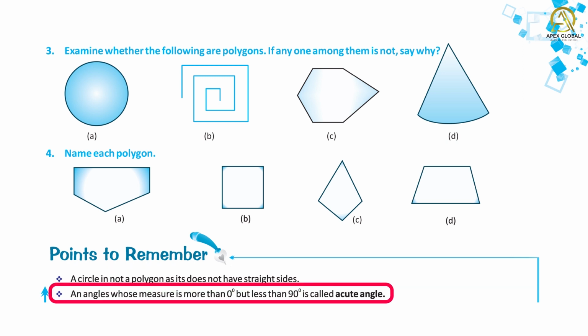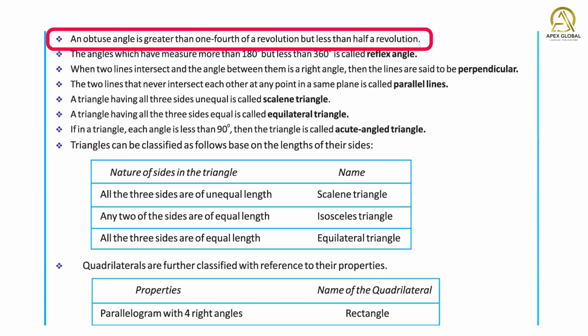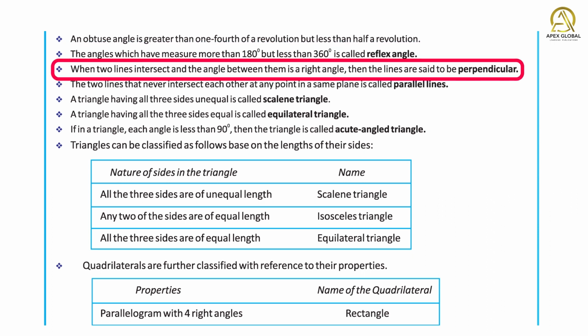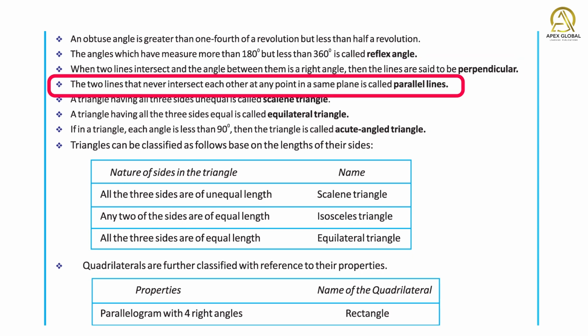An angle whose measure is more than 0 degrees but less than 90 degrees is called an acute angle. An obtuse angle is greater than 1/4 of a revolution but less than half a revolution. Angles whose measure is more than 180 degrees but less than 360 degrees are called reflex angles. When two lines intersect and the angle between them is a right angle, the lines are said to be perpendicular. Lines that never intersect each other at any point in the same plane are called parallel lines.